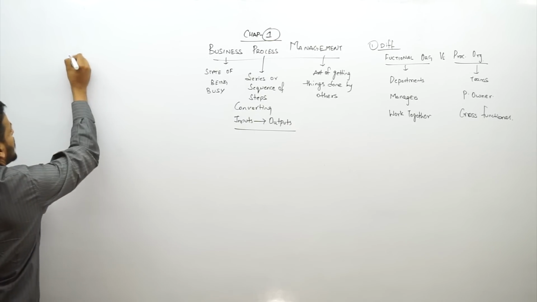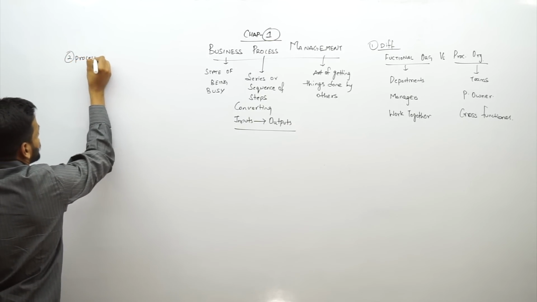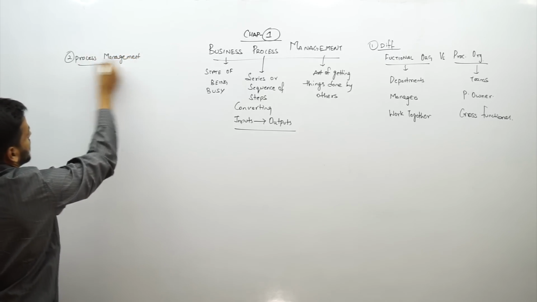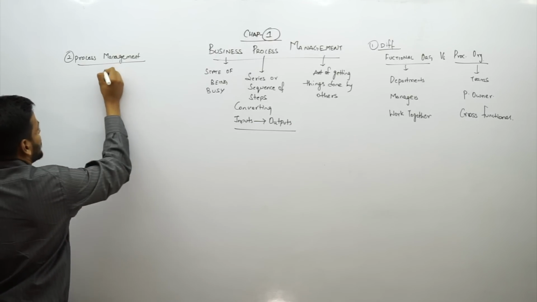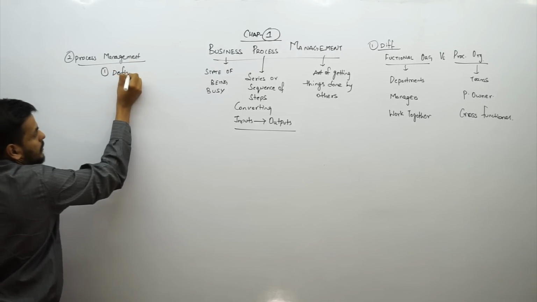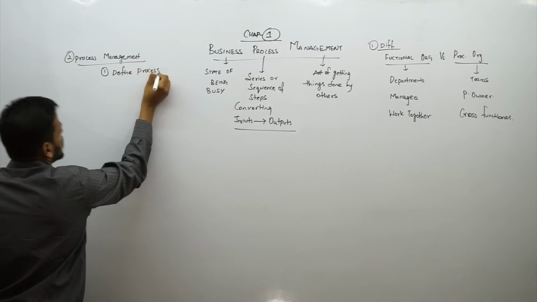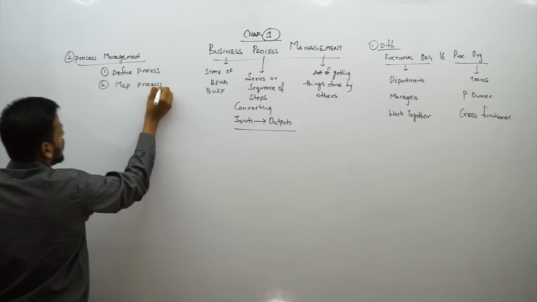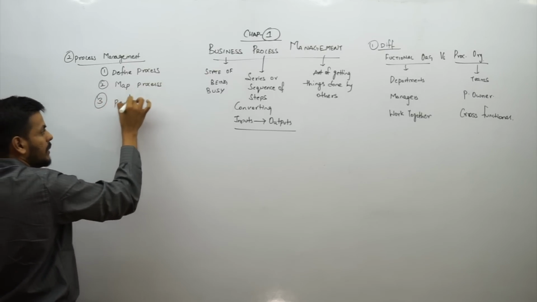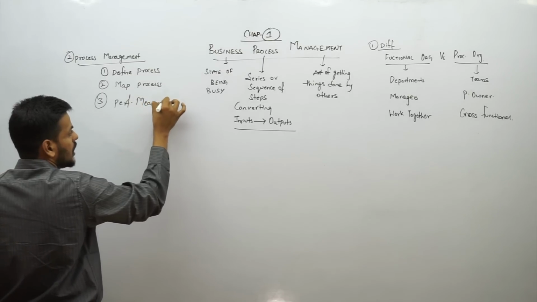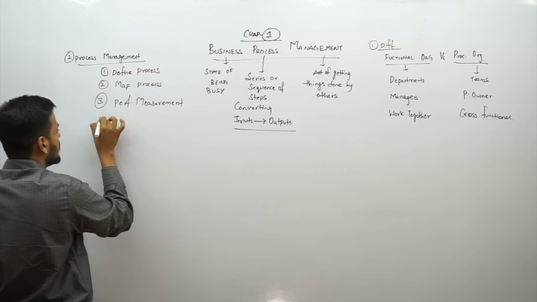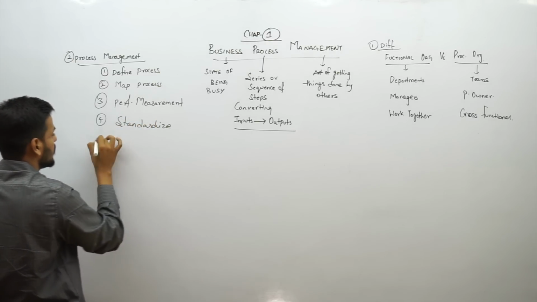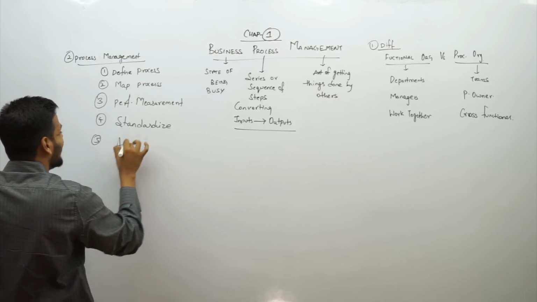And then let's move on to the next topic called process management. What is process management? Guys, this is one of the very important short answer questions asked in the exam in the past. 5 steps are there in process management. Step number 1 is to define the process. Step number 2 is to map the process. Step number 3 is performance measurement. Step number 4 is to standardize this process. And step number 5, stick to it, follow it. That is called what? Adherence.